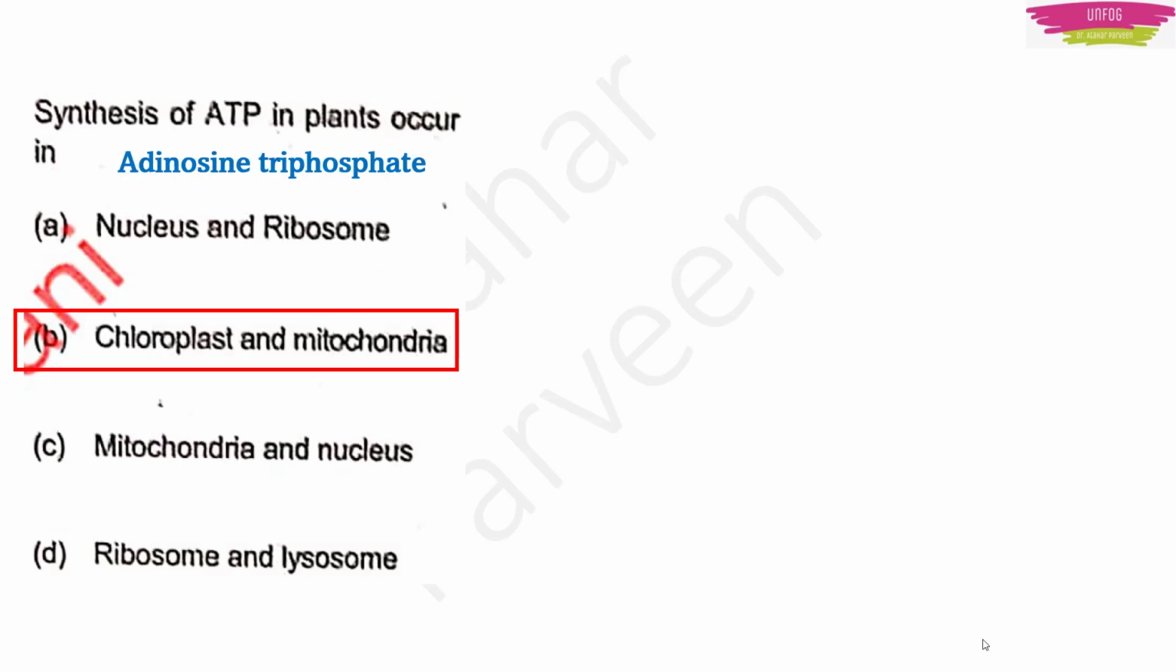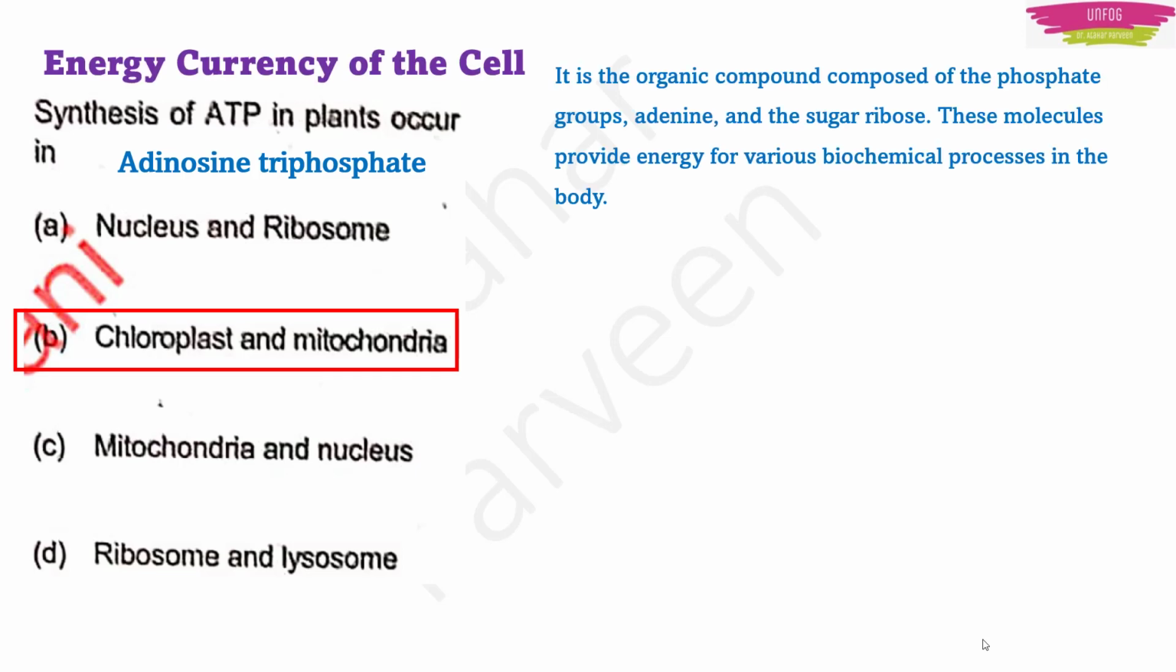So, the full form of ATP is adenosine triphosphate. Actually, it is known as the energy currency of the cell. ATP is known as the energy currency of the cell. Note it down, it is a 1-mark question. Actually, it is the organic compound composed of phosphate groups, adenine and the sugar ribose. These molecules provide energy for various biochemical processes in the body.